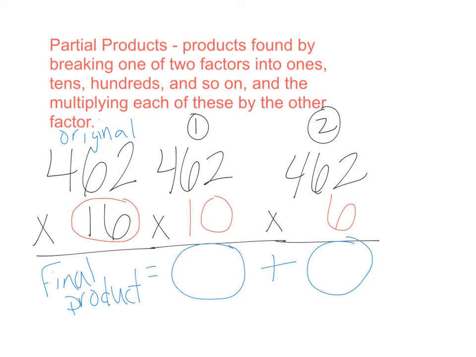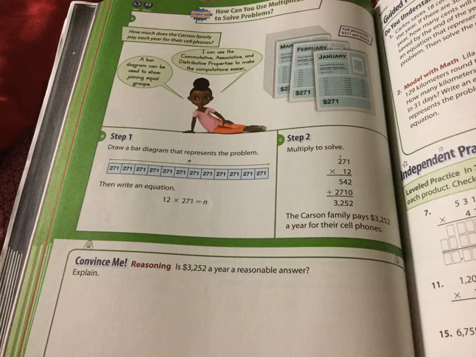Sometimes it's easier for you to break apart or use partial products because it's easier to multiply by a one-digit number or a number that is a multiple of 10. Let's look at an example. It says, how much does the Carson family pay each year for their cell phones? A bar diagram can be used to show joining equal groups. You could also use the commutative, associative, and distributive properties to make the computations easier.